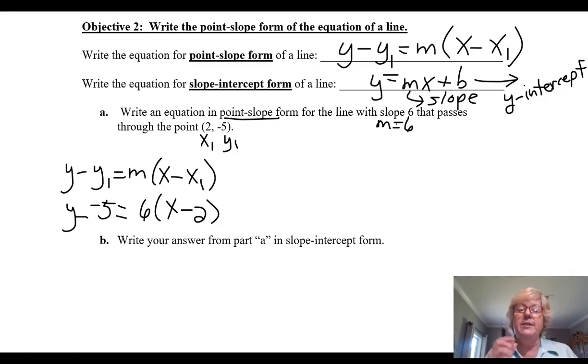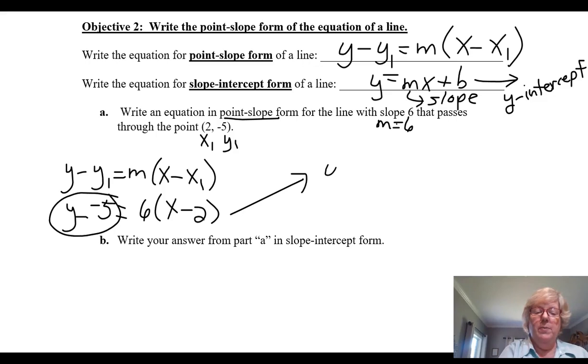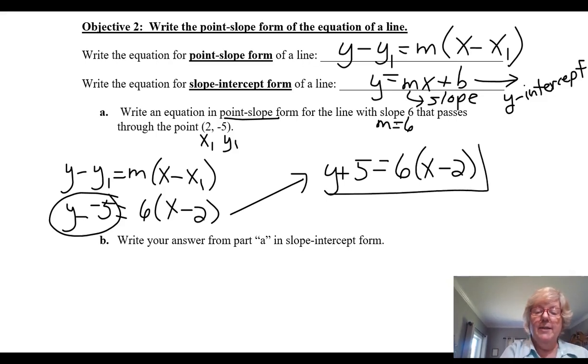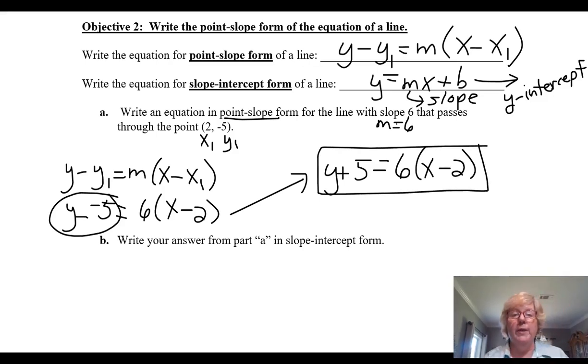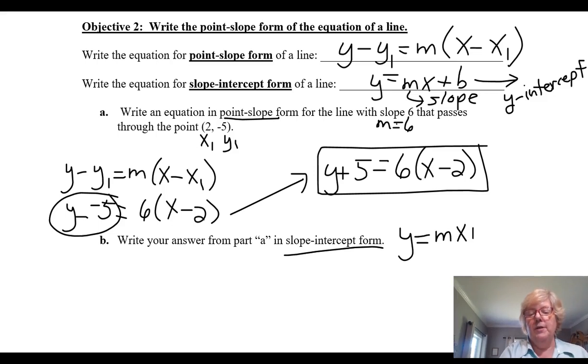All you need to do is simplify anything that has a double negative. So I notice I had a double negative right here. So that would be y plus 5 equals 6 times x minus 2. That is the correct answer for the point-slope form. So you just leave that answer if that's what you're asked for. However, in part B of this problem, we are asked to write your answer from part A in the slope-intercept form. Slope-intercept form is y equals mx plus b.